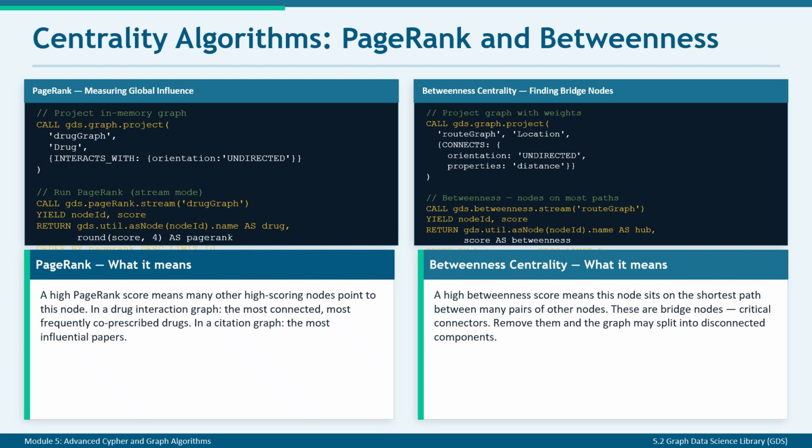The right block shows betweenness centrality on a location graph with a distance weight. Same pattern: project, call, yield, return. The difference is the algorithm and the interpretation.